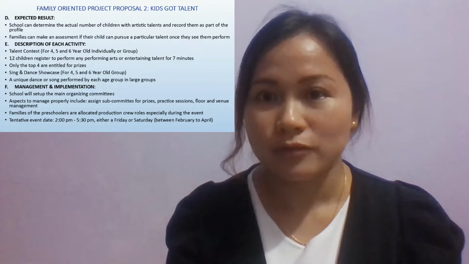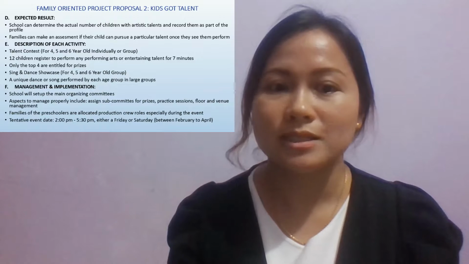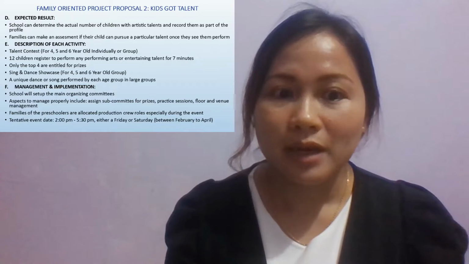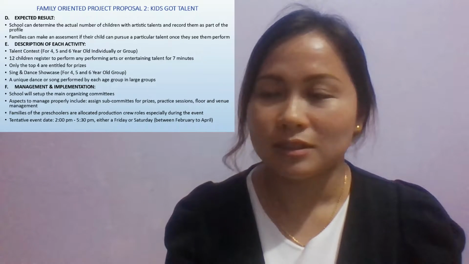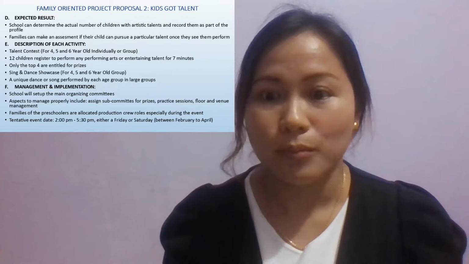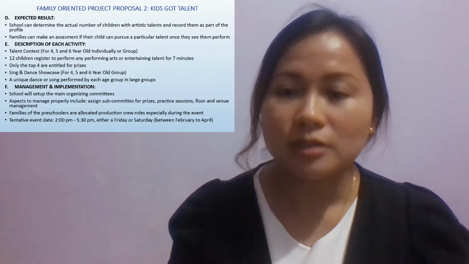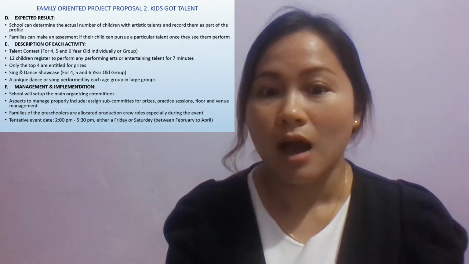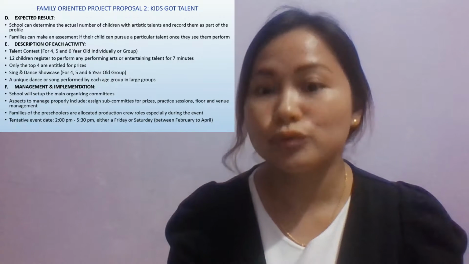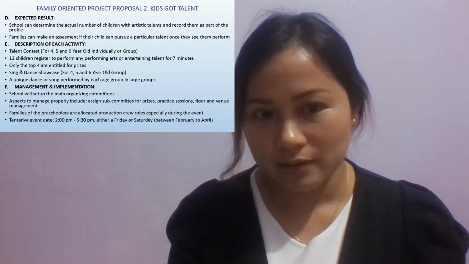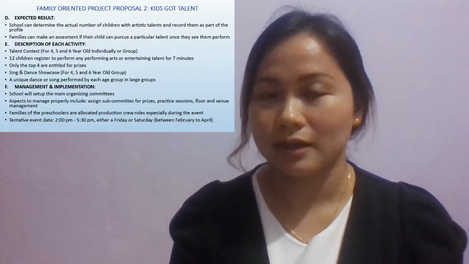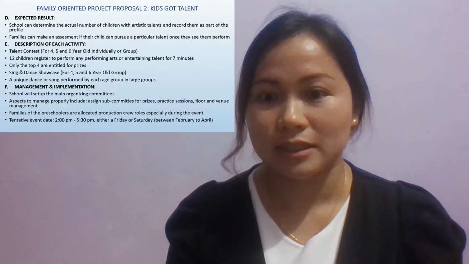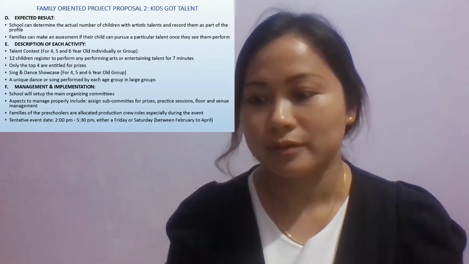Management and implementation for Kids Got Talent: the school will set up the main organizing committee, expected to manage properly, including assigned sub-committees for prizes, practice sessions, flow, and venue management. Families of the preschoolers are allocated production crew roles, especially during the event. Tentative event is 2 p.m. until 5:30 p.m. on either a Friday or Saturday between February to April.